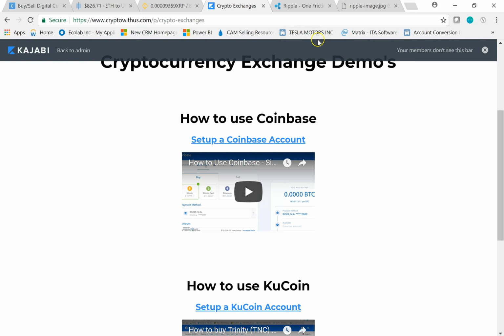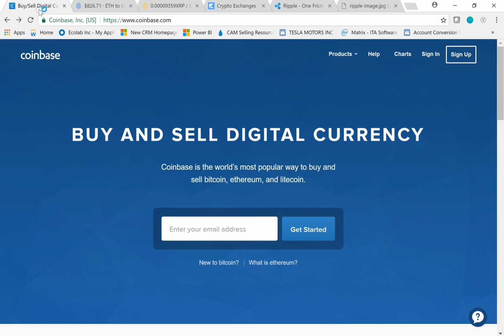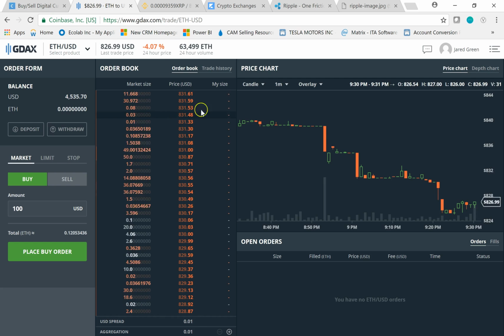So anyway, today we're going to focus on how to buy Ripple using Coinbase and Binance. So the first thing you're going to do is go over and log into your Coinbase account. This is sign in, sign up if you don't have a username. Again, watch the video if you don't know how to use Coinbase. But you're going to sign in here. I use GDAX. GDAX is the same as Coinbase. It's their other interface, their other exchange.